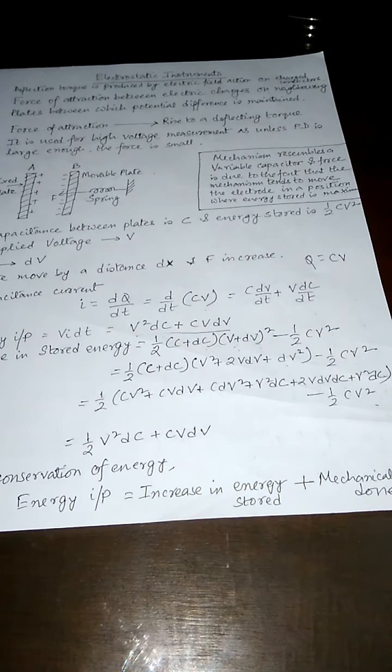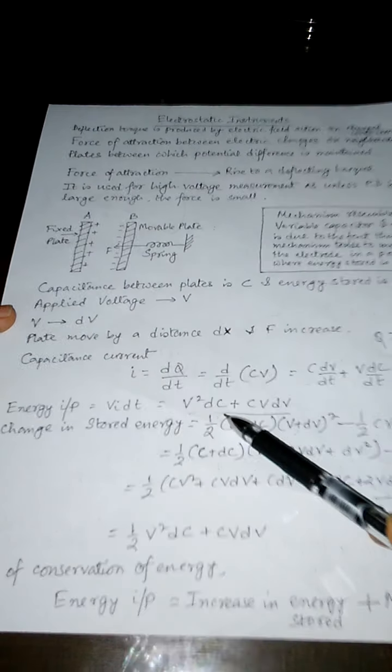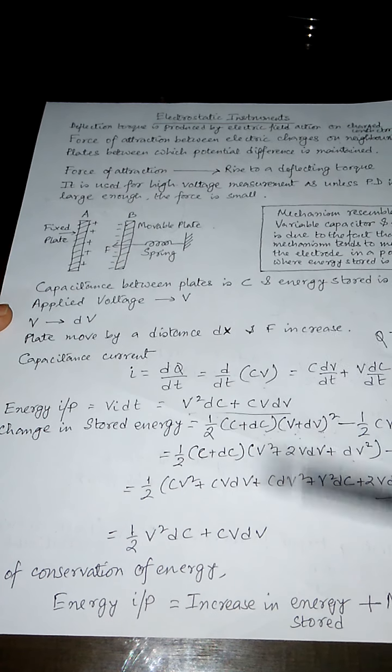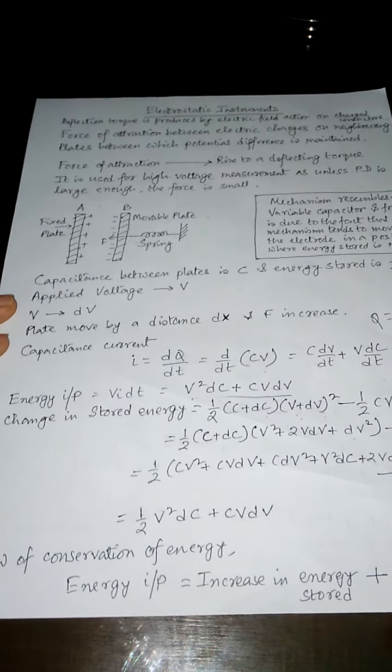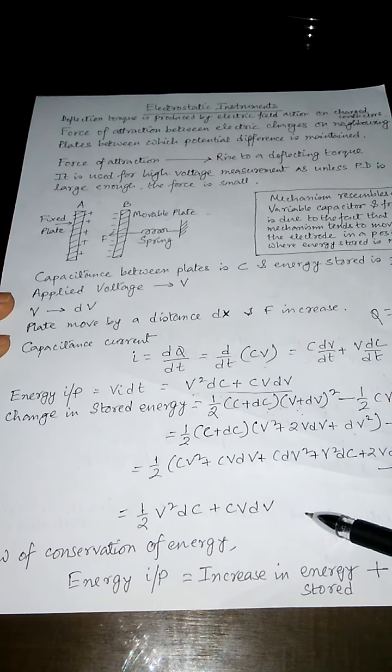So what is our energy input? Our energy input is this: V square dC plus CV dV. What is the increase in energy stored? The change in stored energy is half V square dC plus CV dV.